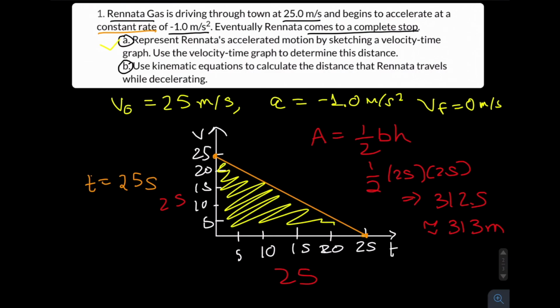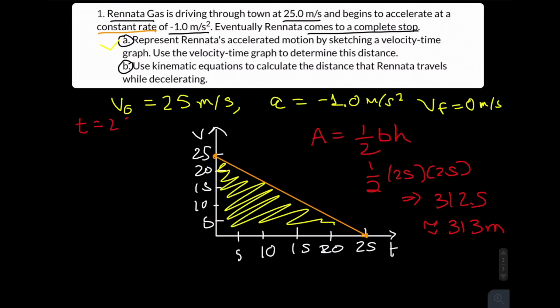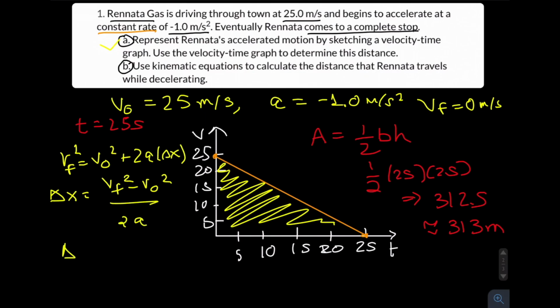Now in the second part, they want us to confirm, using the kinematics equations, that this is the actual distance. I'm erasing the time, but I'll just rewrite it here. So I'm going to use the third equation, v final squared equals v initial squared plus 2 times acceleration times displacement, and this is what I'm going to use to find our displacement. So our displacement is v final squared minus v initial squared over 2 times acceleration, and that's going to be 0 squared minus 25 squared over 2 times -1.